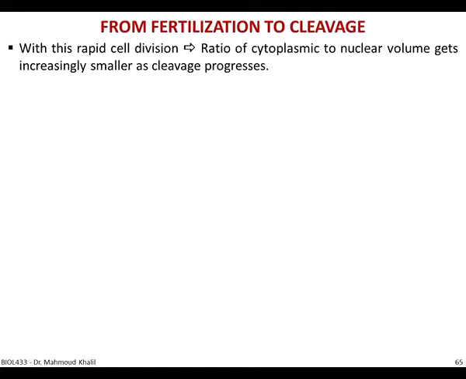And this shows the early development of the frog Rana pipiens. So let's talk closely now about fertilization to cleavage. Of course, with the rapid cell division, the ratio of the cytoplasm to nuclear volume gets increasingly smaller.